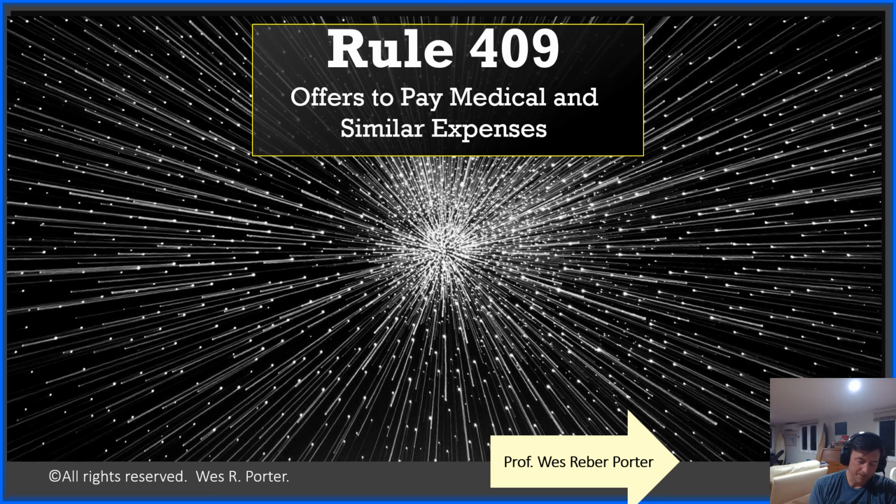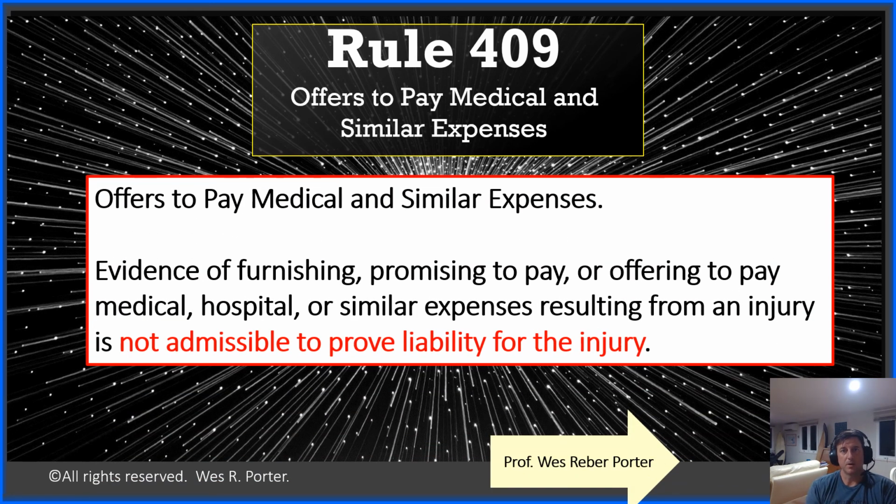409 is smack dab in the middle, but is possibly the easiest to understand and the clearest to sort of show us a path to all of these policy rules. It's about one sentence long, and essentially anyone jumping out after someone's injured and offering to pay, promising to pay, or actually paying their medical expenses, and that includes hospital, similar expenses, any type of medical expenses, that's not admissible at the trial to prove liability. So just think about that statement and break it down, right?